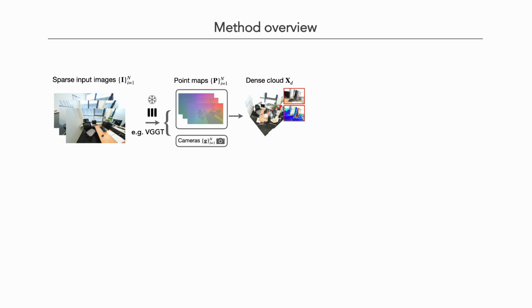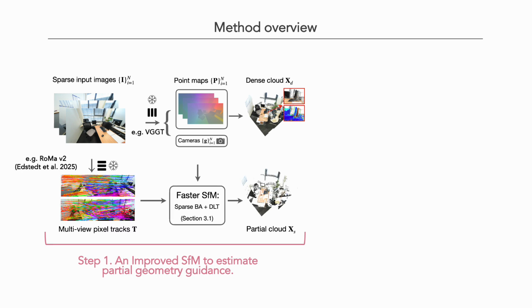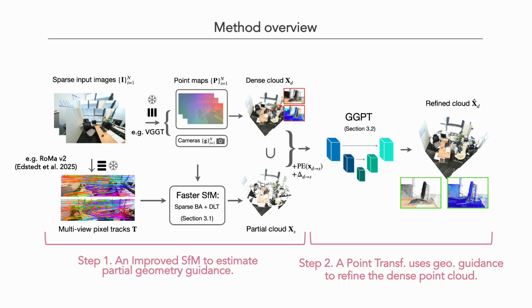Given a set of input images, a feed-forward transformer, such as VGGT, predicts point maps and cameras, yielding a dense yet geometrically inaccurate point cloud. To refine this dense cloud, we propose 2 stages. First, an improved SFM to estimate geometry guidance. Second, a conditional 3D point transformer to combine the guidance and the initial dense cloud into a refined cloud.